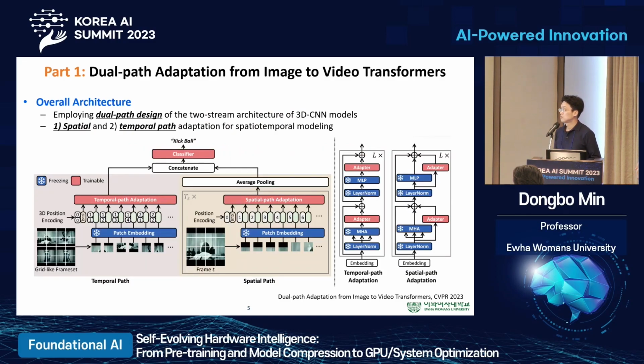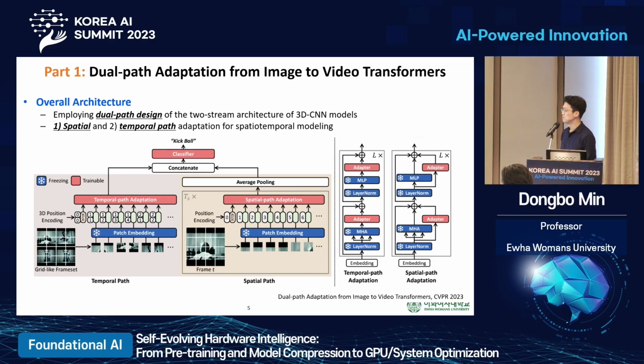Okay, so let me introduce the overall architecture of this paper. In this paper, we propose to use a dual path design, a two-stream architecture, for 3D video understanding. So we have a two-path adaptation for spatial and temporal modeling. The first one is the spatial path adaptation, and the second one is the temporal path adaptation. So this is the overall architecture.